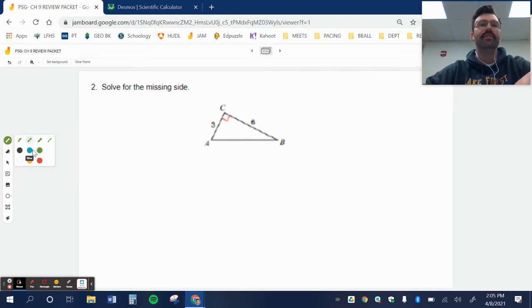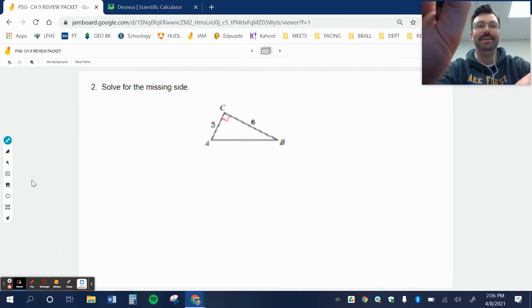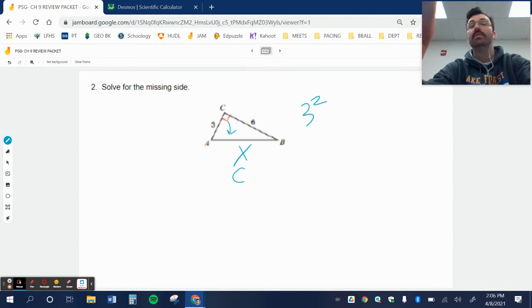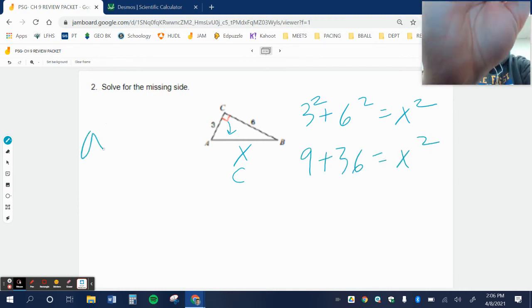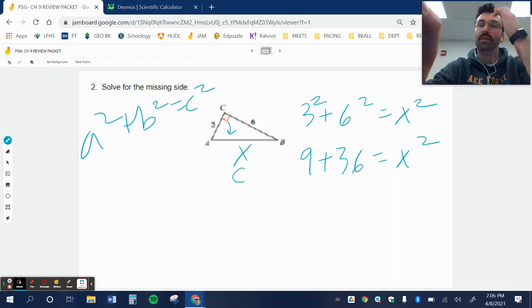Here we go. So solve for the missing side. We're going to find AB. So that's x. Oh, look, there's our right angle. That means this is our C value. I do 3 squared plus 6 squared equals x squared. 3 squared is 9 plus 36 equals x squared. We're just using the Pythagorean theorem here. Don't you forget it.